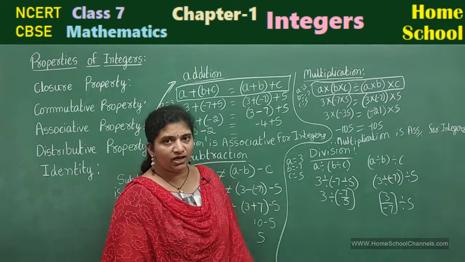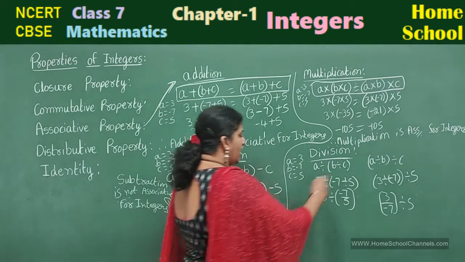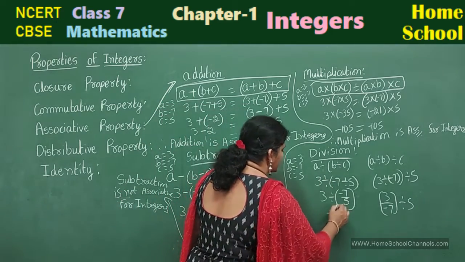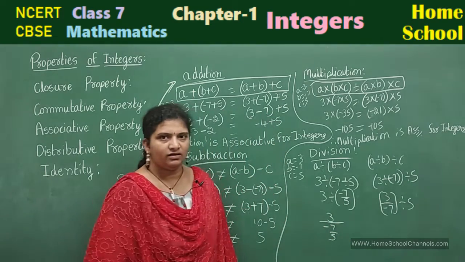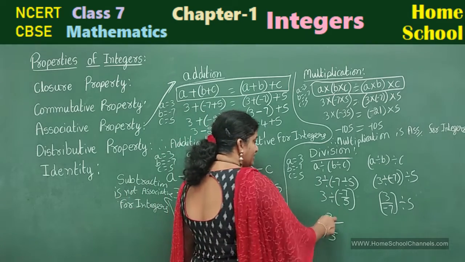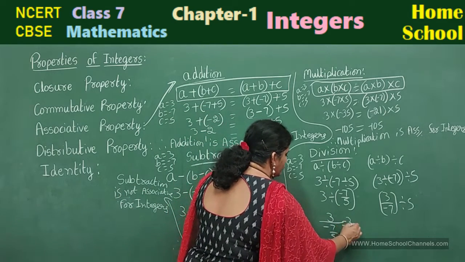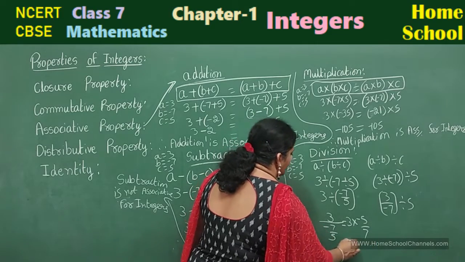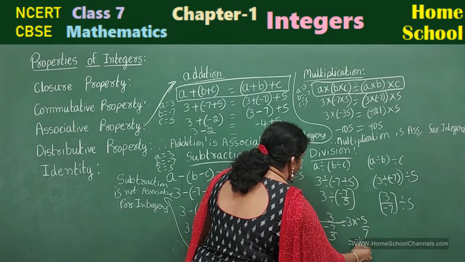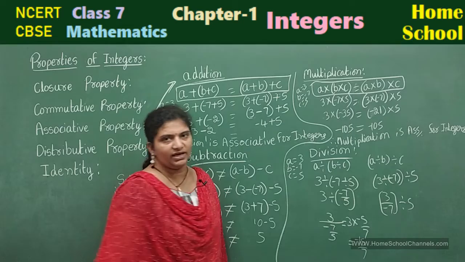Now, how are you going to simplify this one? When you are dividing, you just take 3 by minus 7 by 5 there. How do you write this one? As 3 into minus 5 by 7. Then this will be minus 15 by 7, you can say.